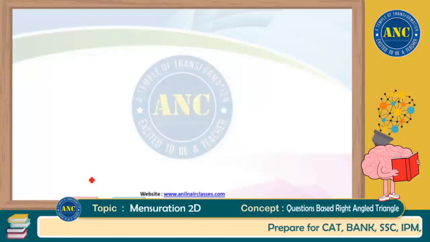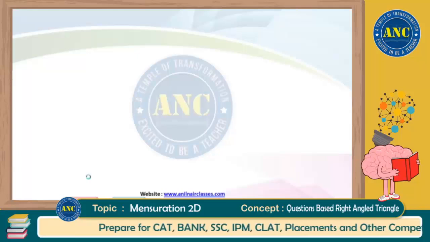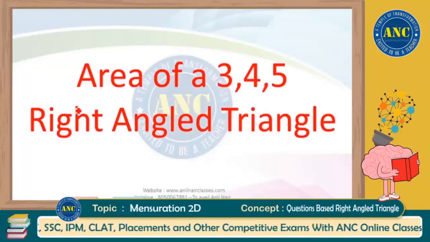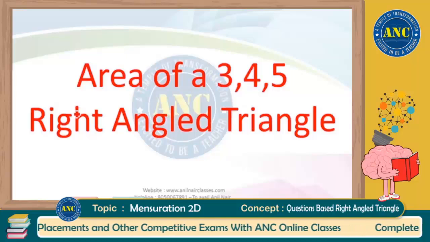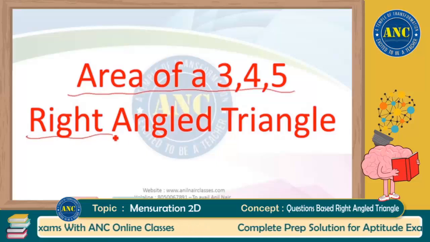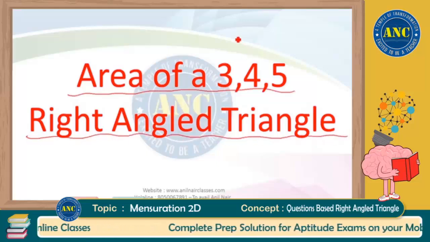Now the next topic we are going to discuss is right angled triangles. I am sure that you are already aware of right angled triangles. In particular, which right angled triangle are we going to discuss? It is a 3, 4, 5 right angled triangle. Sir, what is the meaning of this 3, 4, 5 right angled triangle?